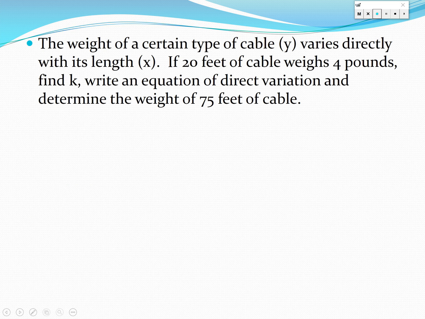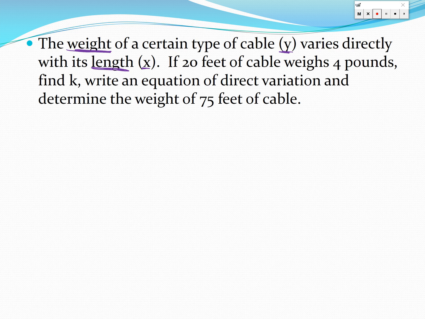So the weight of a certain type of cable varies directly with its length. Y varies directly with x. So your y value will be the weight, which varies directly with the length, which is your x. So if 20 feet of cable weighs 4 pounds, find our k value, that constant that we're going to change by. Write an equation of direct variation and determine the weight of 75 feet of cable.